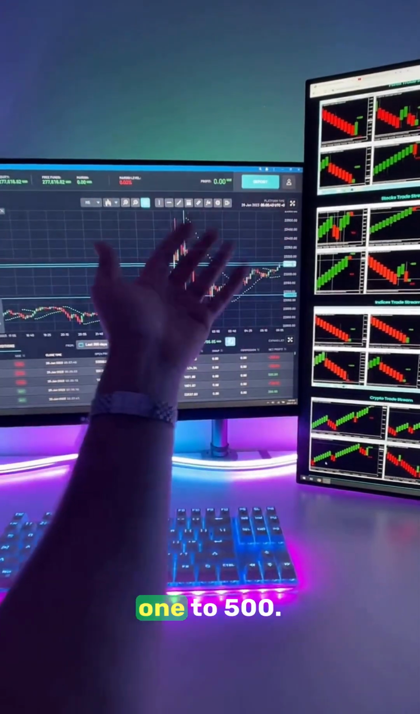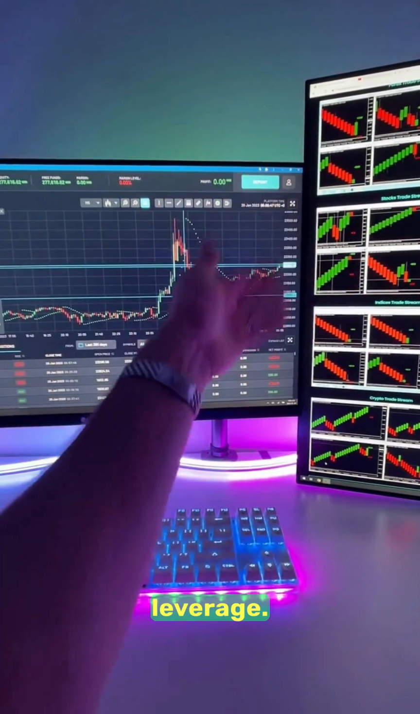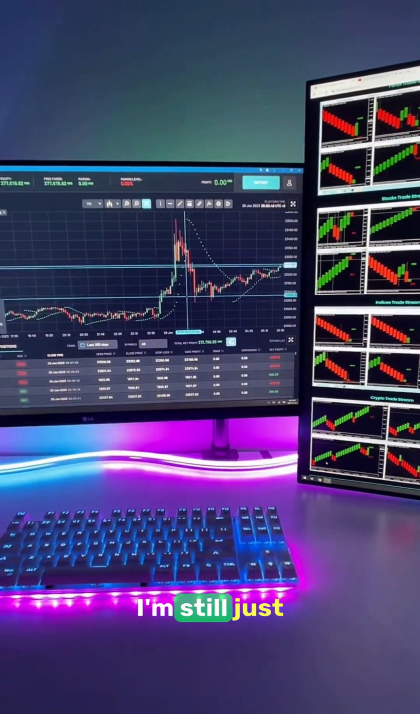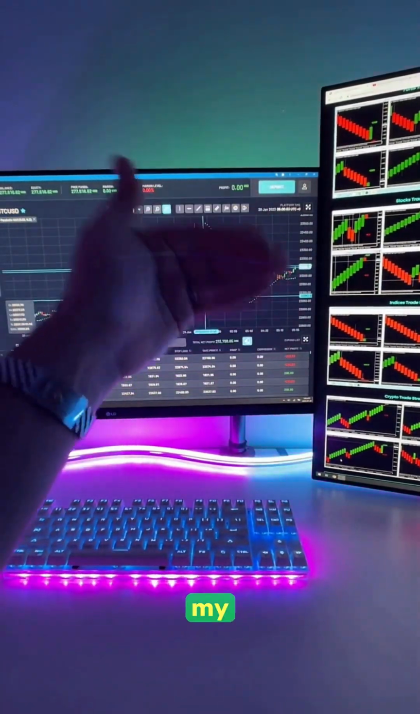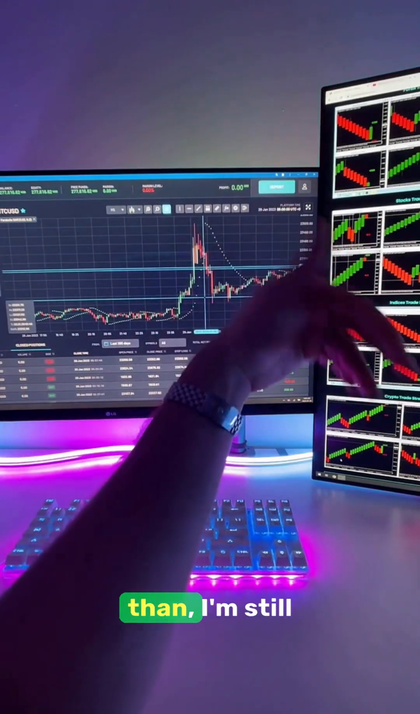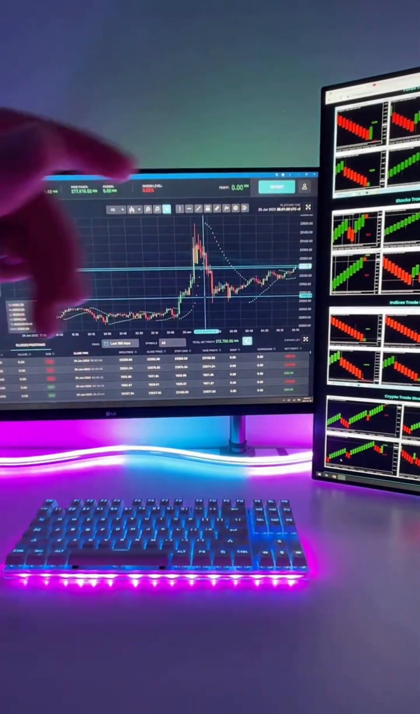For leverage here, I have 1 to 500, but remember, I'm never maxing out my leverage. I'm still just using 5 lot size, and I'm still minimizing my risk to less than 1%.